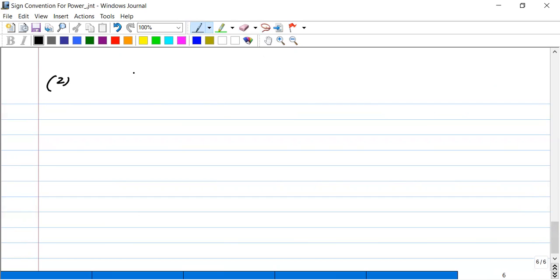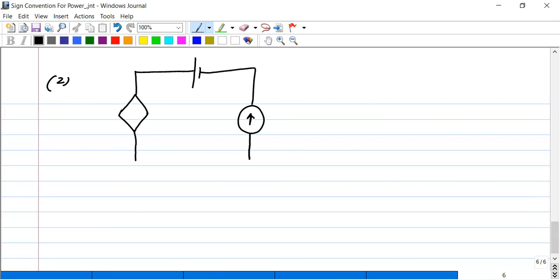Let me draw one circuit like this. Okay, a dependent source. I think you all might be knowing what is a dependent source. If you don't know, maybe we can have one lecture on this. This is the dependent source. And let us say you have a battery like this. And then I have a current source like this. Fine. And let me draw it like this.